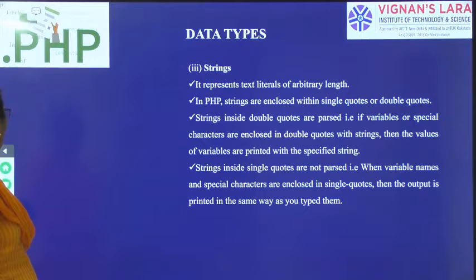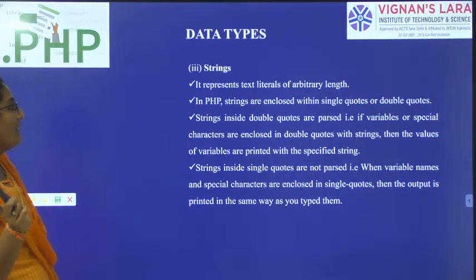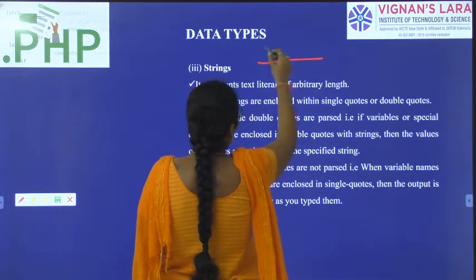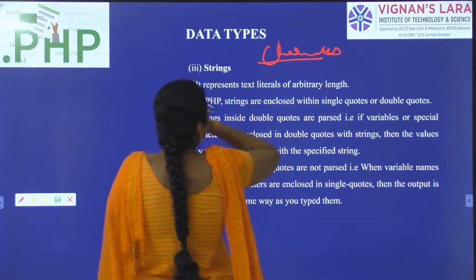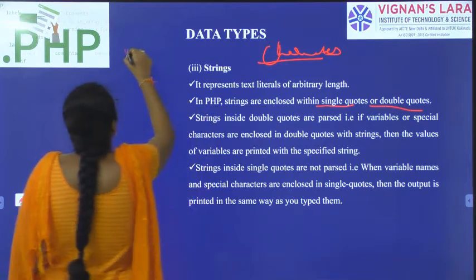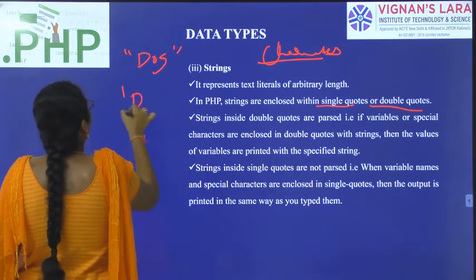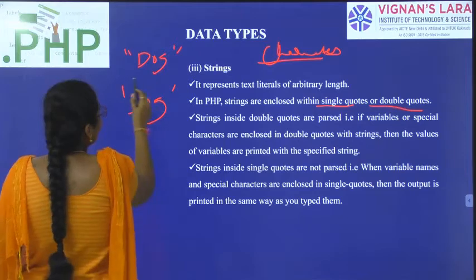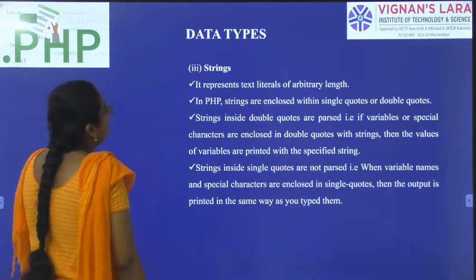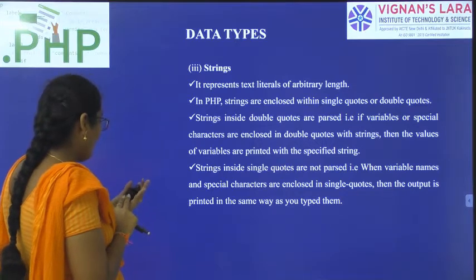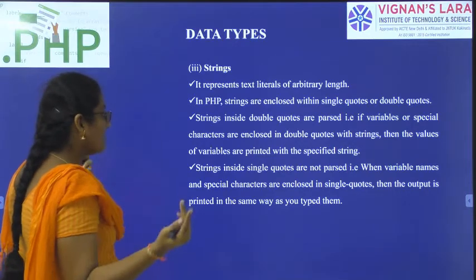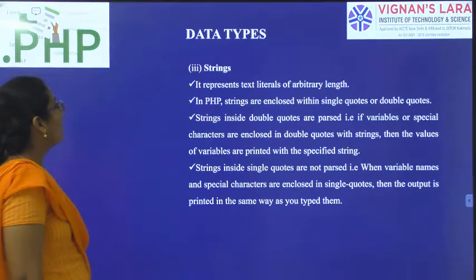Next one, strings. In every programming language, string is same. Nothing but some length of characters. So in PHP, strings are enclosed within the single quotes or double quotes. If dog is a string, it can be enclosed in double quotations or it can be enclosed in single quotations also. So strings are same in every programming language, as you always know.